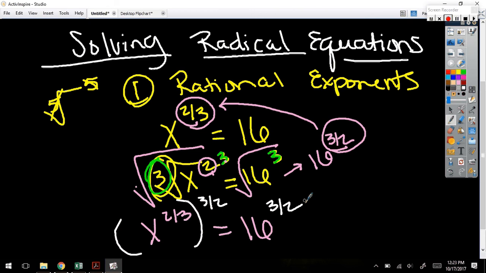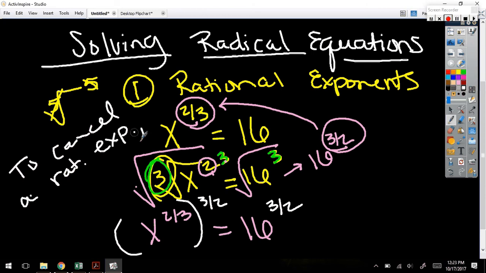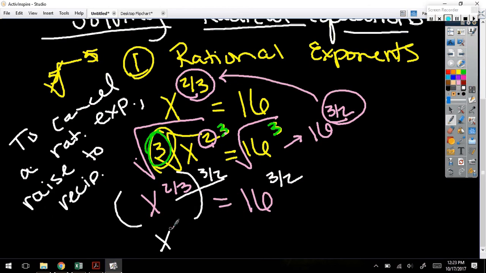So to cancel a rational exponent, raise it to the reciprocal. If you think about it, it makes sense because a power to a power multiplies, and anytime you multiply something by its reciprocal, you get 1. So this becomes x to the first, which is just x, equals, well, what is 16 to 3/2?